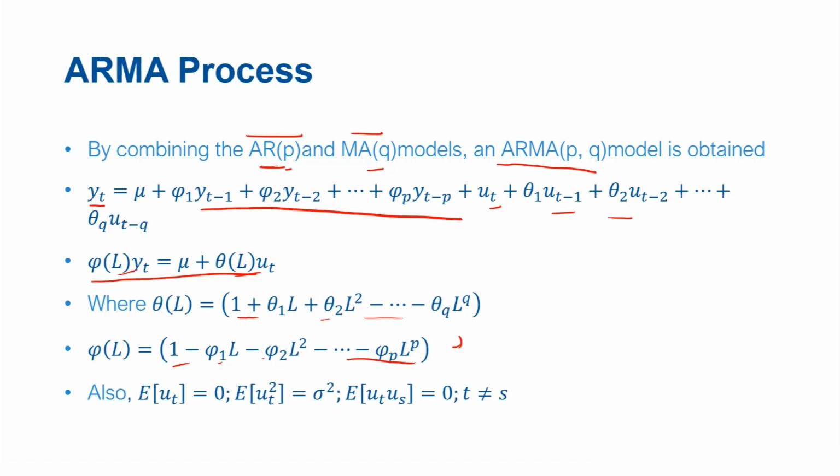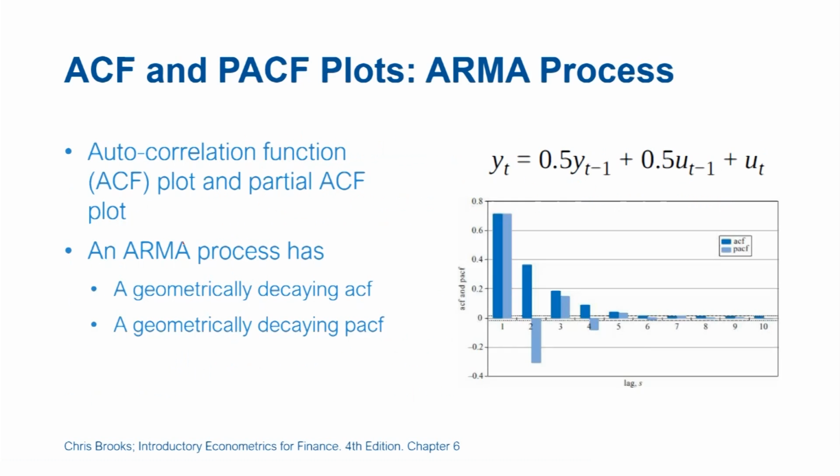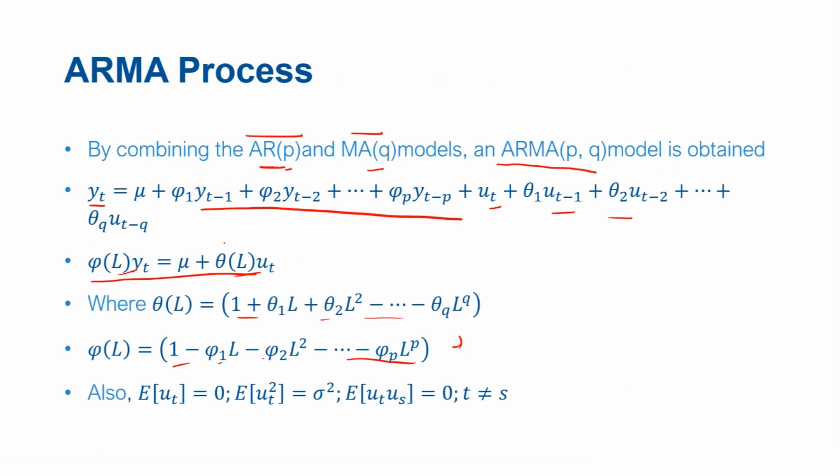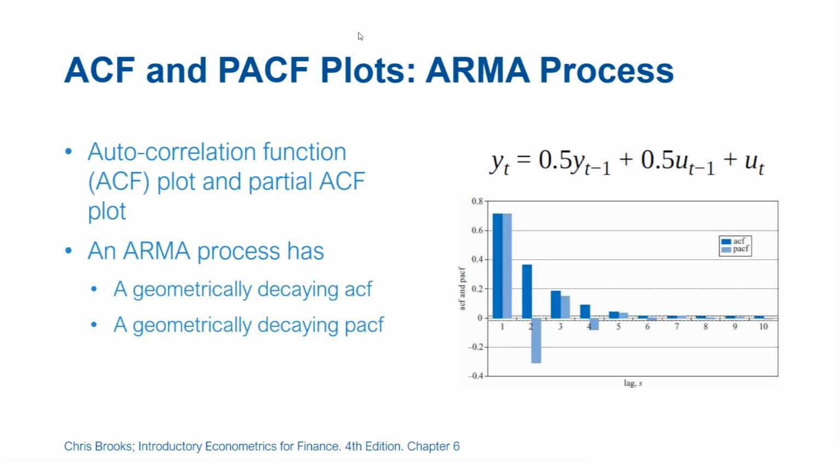Also, we said that the u_t here are white noise processes, and these white noise processes can be defined with the expected value of 0, their variance, which is the expected value of u_t squared, as sigma squared, and their autocovariance as 0 for all the times t which are not the same as s. For all the t's that are not the same as s, the autocovariance is 0 because white noise is a process with no discernible structure.